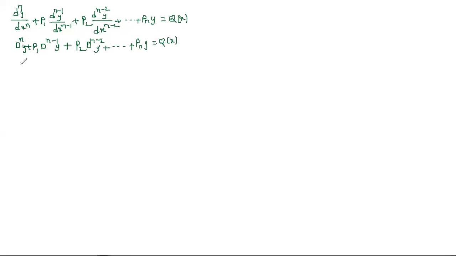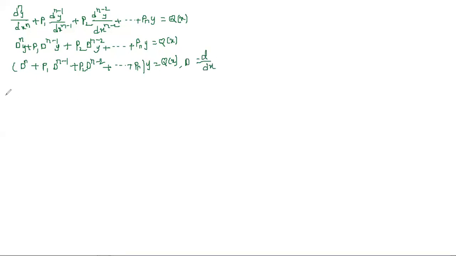And if you observe, in each and every term which one is the common one? y is the common one. So then D^n plus p1 into D^(n-1) plus p2 into D^(n-2) plus and so on plus pn into y is equal to q of x. So this is the first step we are doing if you give the problem. If the given differential equation is in operator form, no need to write anything. If not, first we write it in operator form, where D is nothing but d by dx.